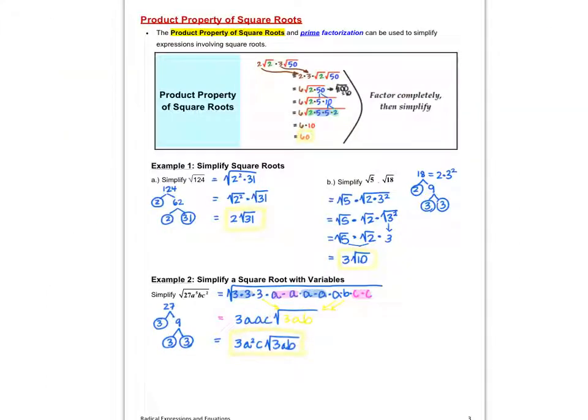That was about 6 minutes on the product property of square roots.